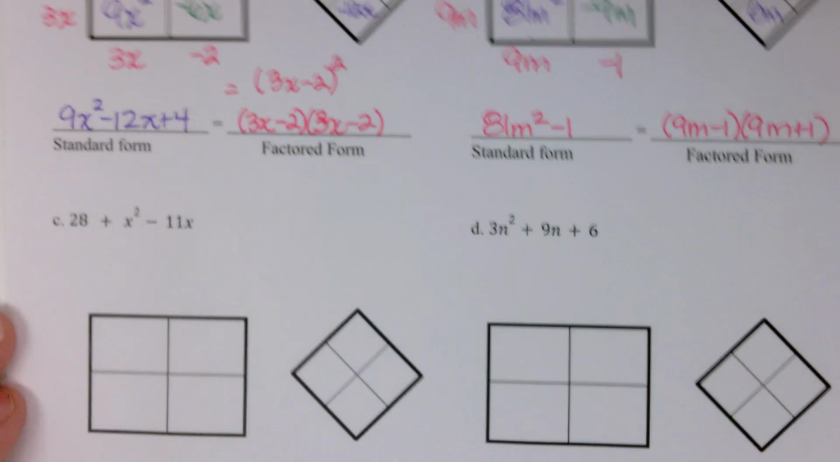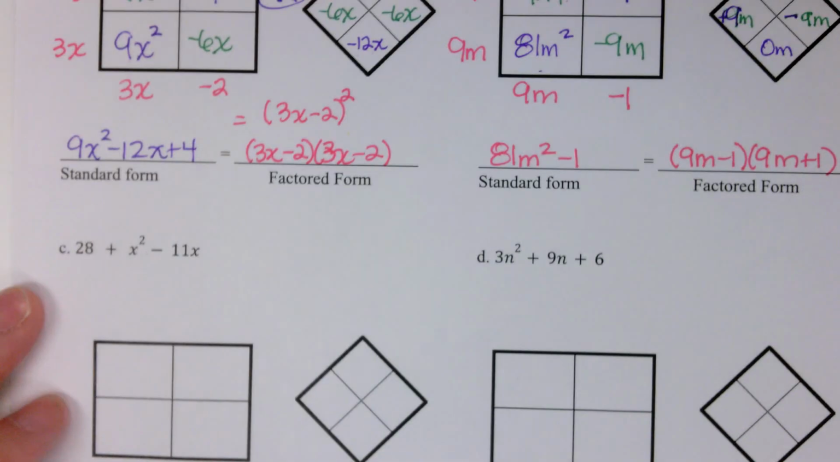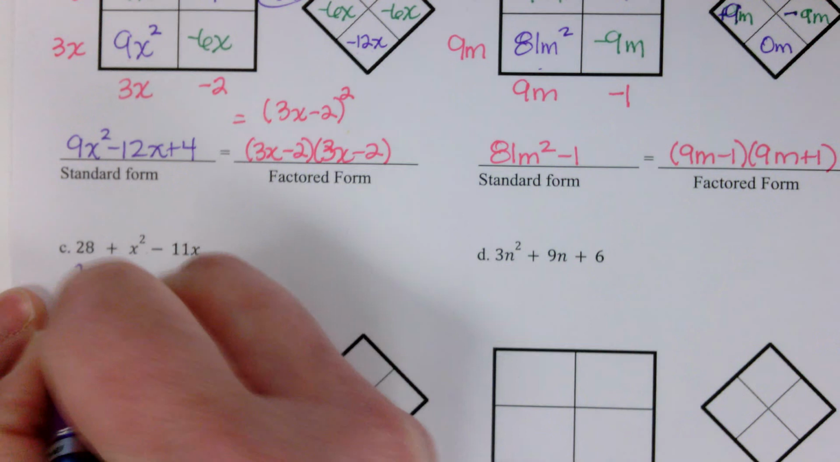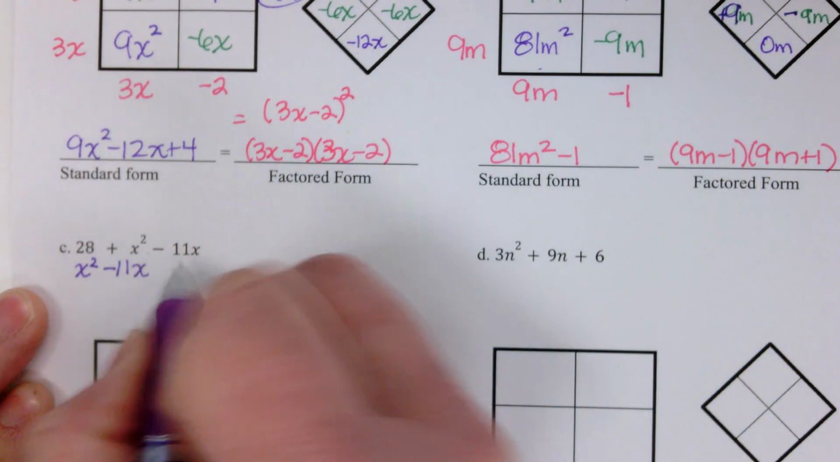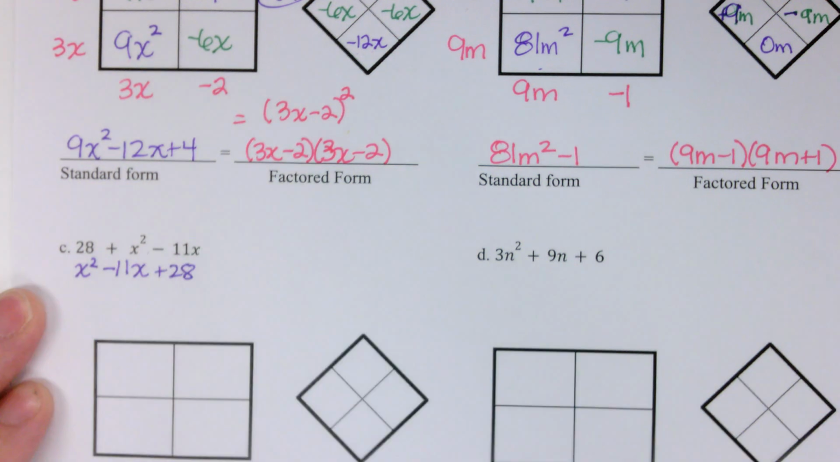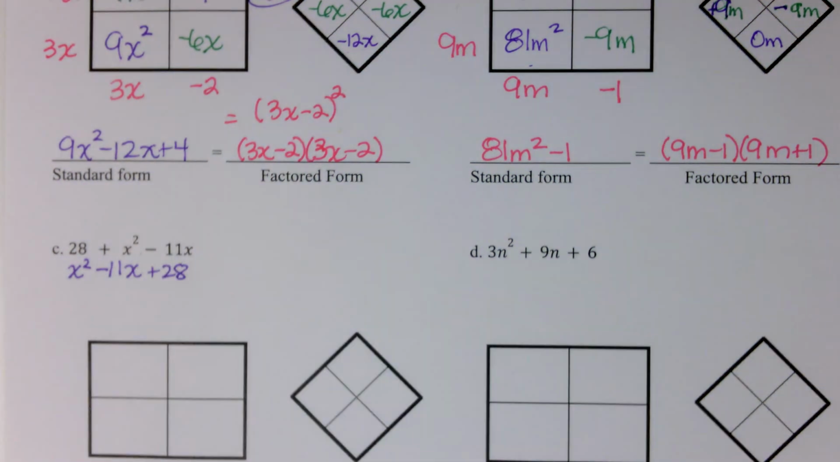For C, make sure that your first step is to first rearrange. So I'm going to go highest power of x down to lowest power of x. And then I can go through and do the box diamond from there.